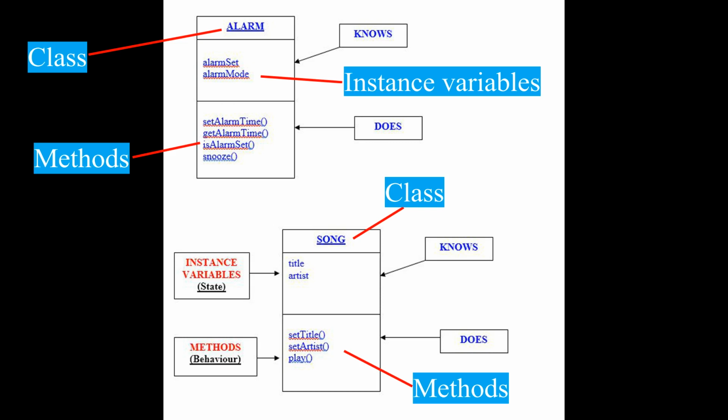Another example of a class might be a class called song, and that class's methods may well include being able to set the title, set the artist, play the song, maybe even stop the song playing, rewind, etc. So those would be typical behaviors of a class called song, and the data associated to that class may well include being able to store the title of the song or the artist of the song.